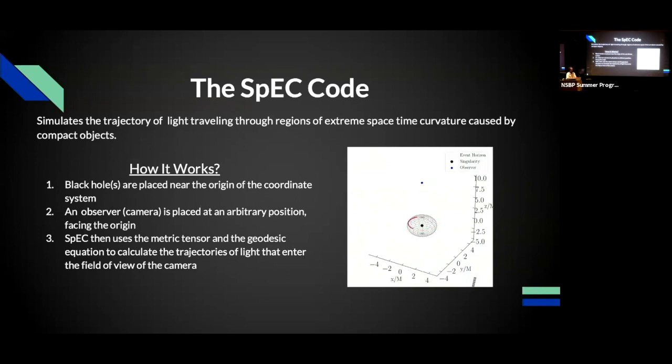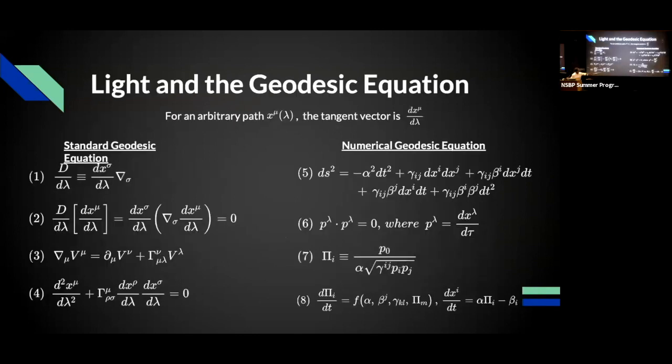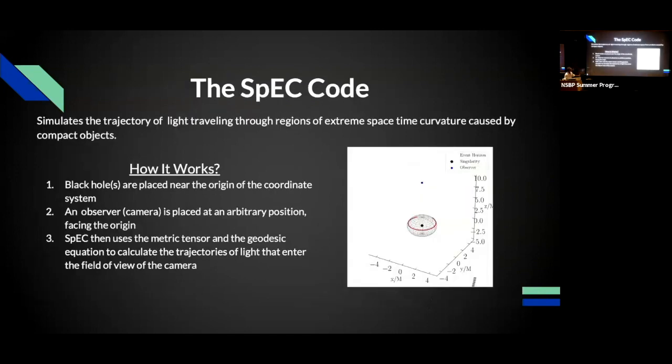It then uses a numerical algorithm to solve the momentum version of the geodesic equation down here for a large number of photons. It then determines which photons reach the observer and ray traces their trajectory back to where they came from to develop the path that light took around that space-time. So here's one of the simulations that I made just as a test case.